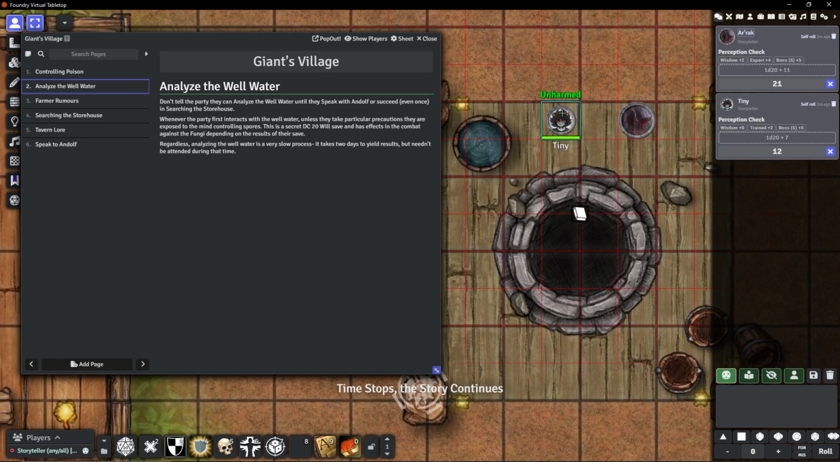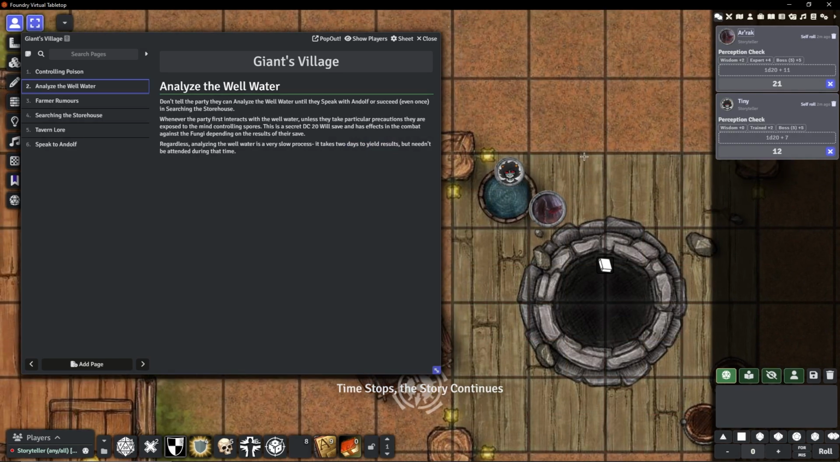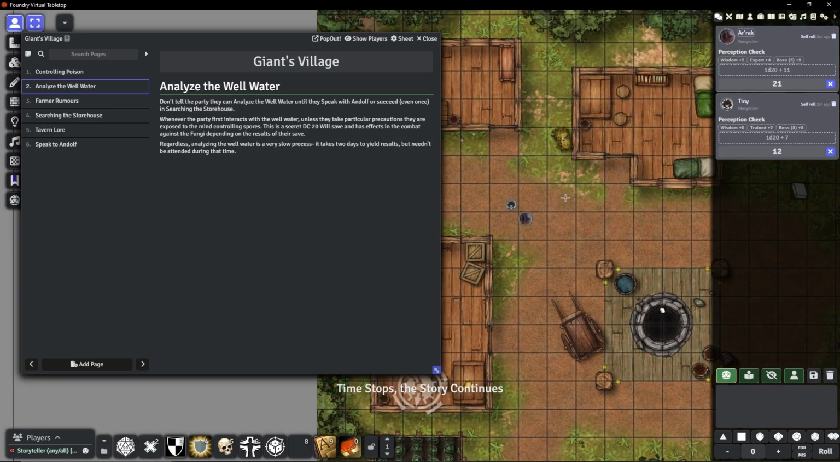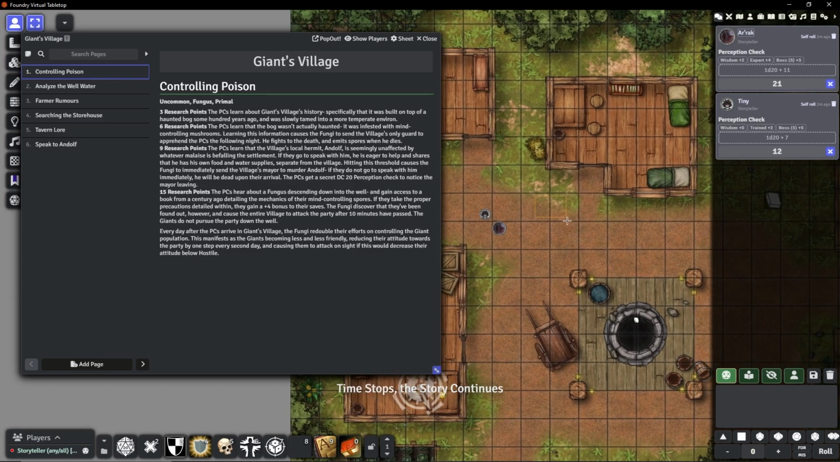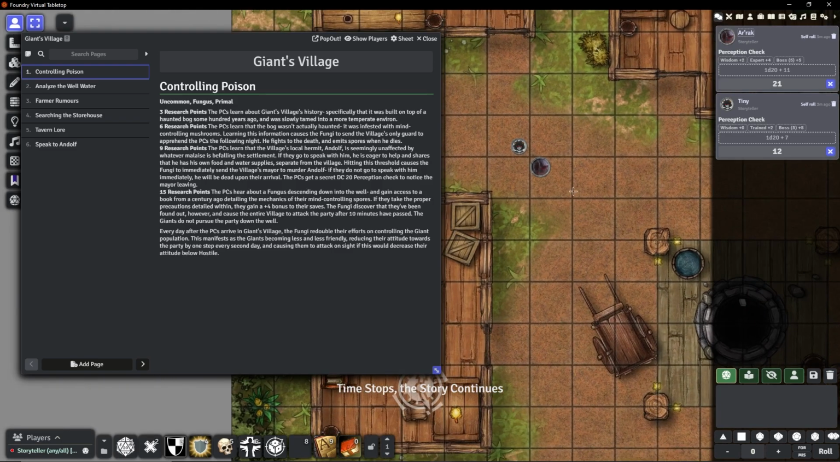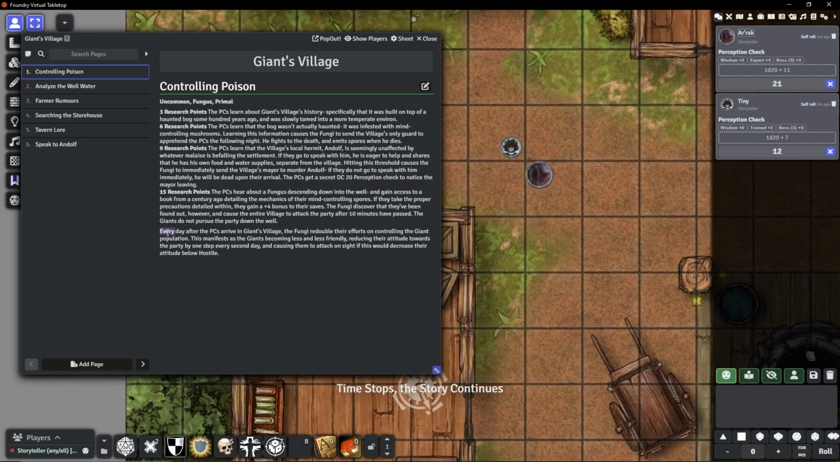But regardless, analyzing the well water is a very slow process. It'll take 2 days to yield results, but doesn't need to be attended during that time. The two of them are going to collect some water and go back home for the night to analyze it. They're ambushed during the night by the guard and must fend him off. And they decide to spend the next day out of town, burying him and giving him funeral rites. Tiny insists on it. When they return, they find this special effect has happened here.